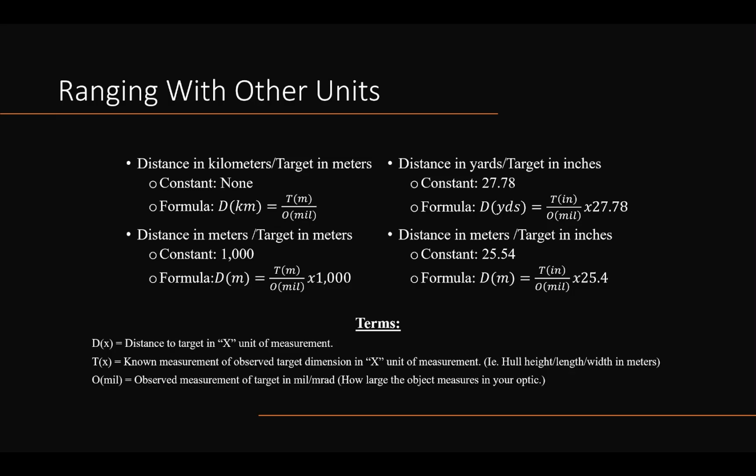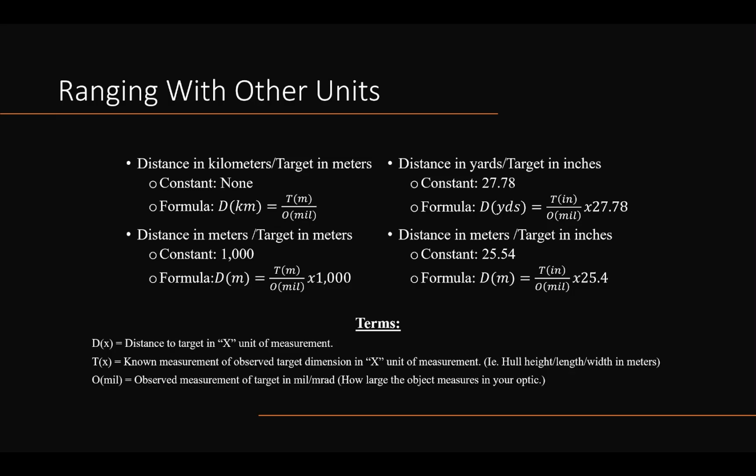That being said, all of these, with the exception of our kilometer-meter relation, have a constant. Pay special attention to that. If you do not use said constant, you will get a drastically inconsistent number. So D equals T over O times 1,000.